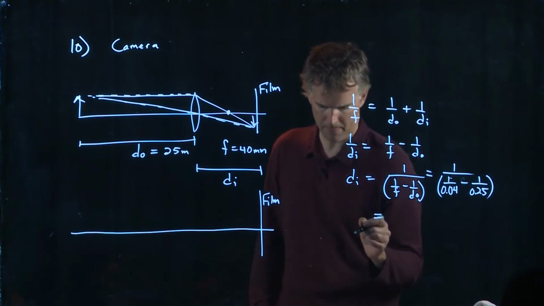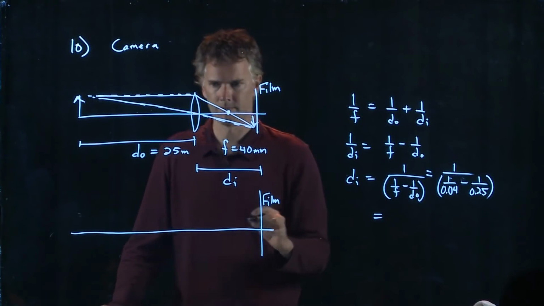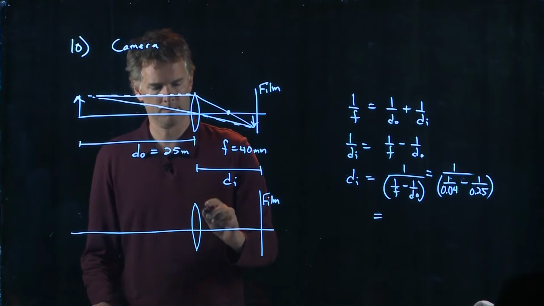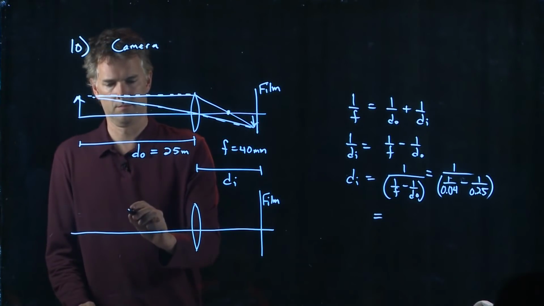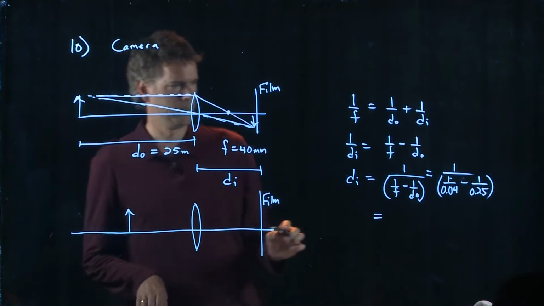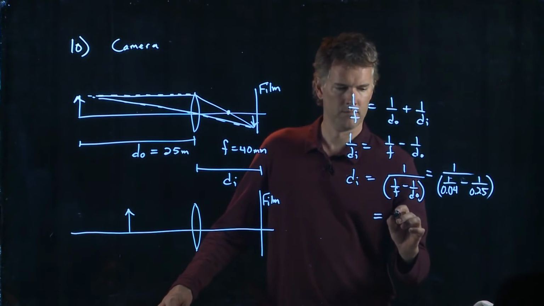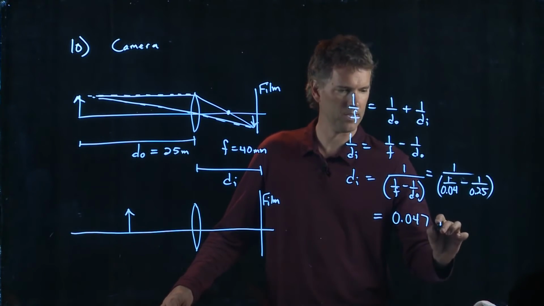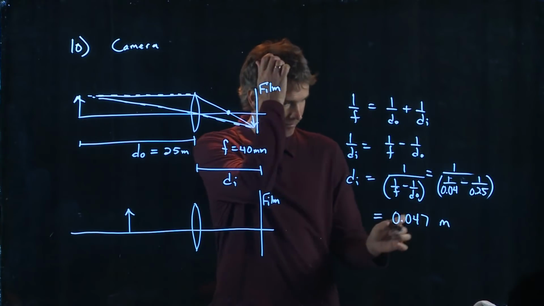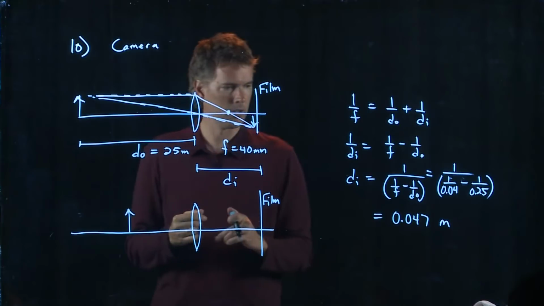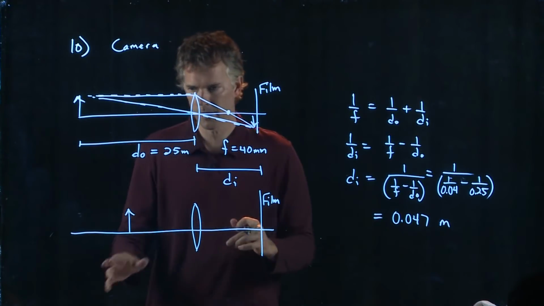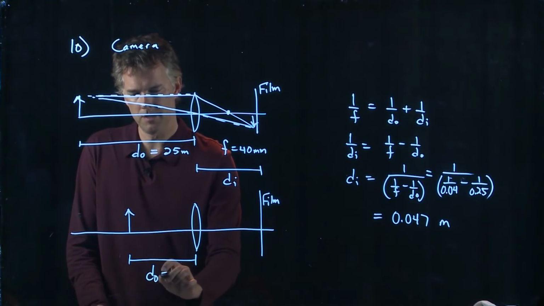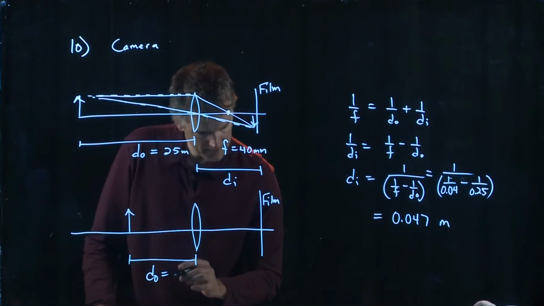Anybody get an answer for that one? 0.047? That sounds right. Okay, and that's in meters. That's certainly bigger than F, but not much bigger than F. Okay, that sounds right. Okay, so now we're going to take the object and we're going to move it much closer. DO is now going to be 4 meters.